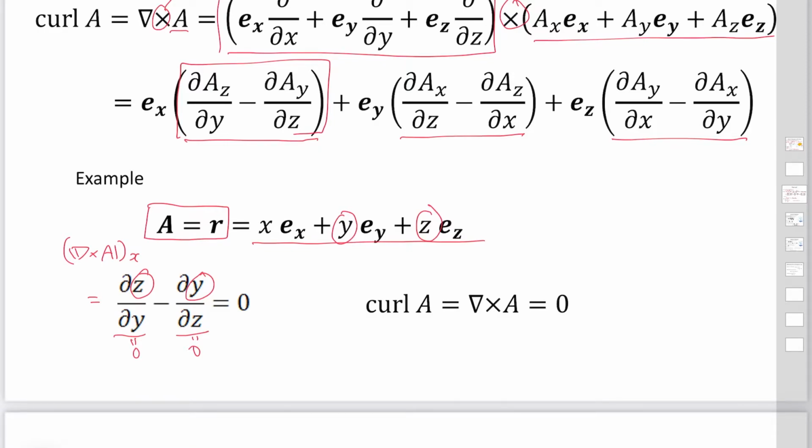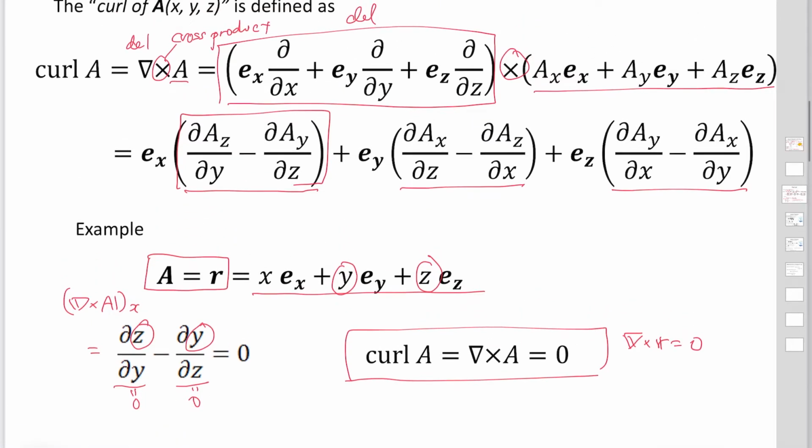We could use the same calculation to find the other components of curl A. They become 0. So actually curl R is 0. We derived these equations. Okay, this is the definition of curl.